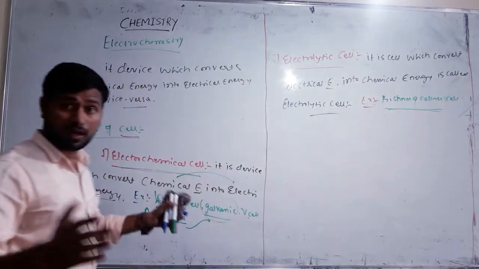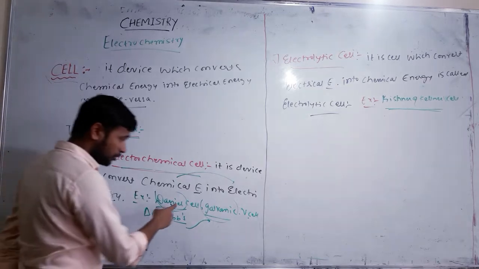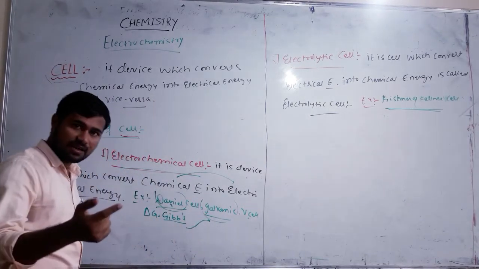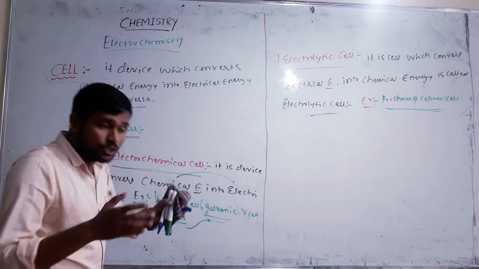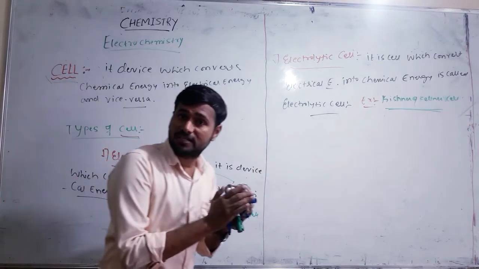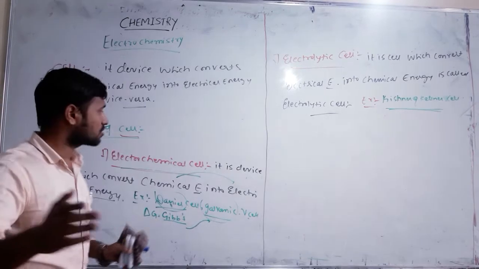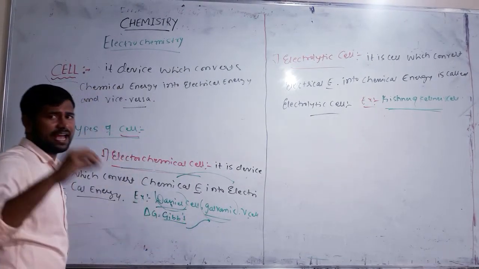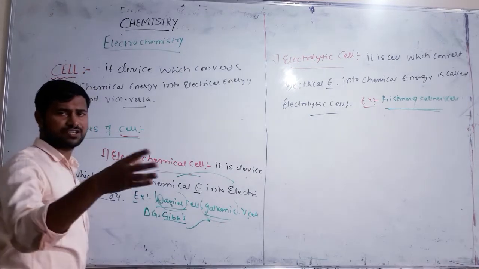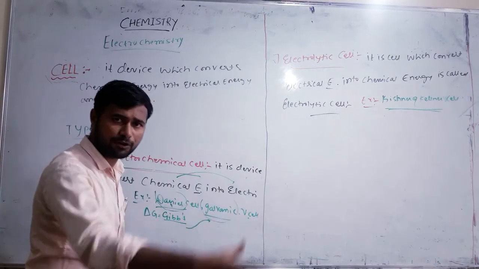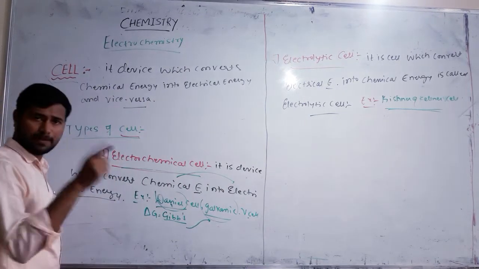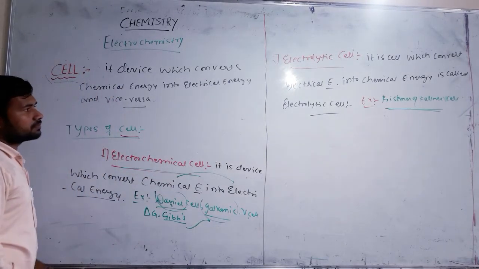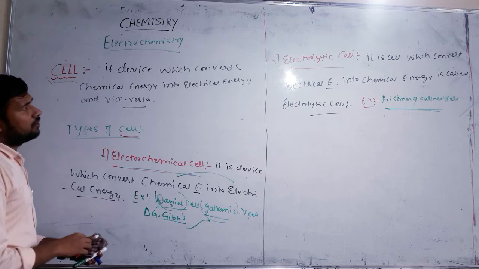After combining cells, we are going to study the ganglion cell or ganglionic cell. In the sense, after studying the components inside the cell, I will start with the ganglion or ganglionic cell. Its explanation, construction, working, everything we are going to see in this class, because that is very important from the exam point of view.